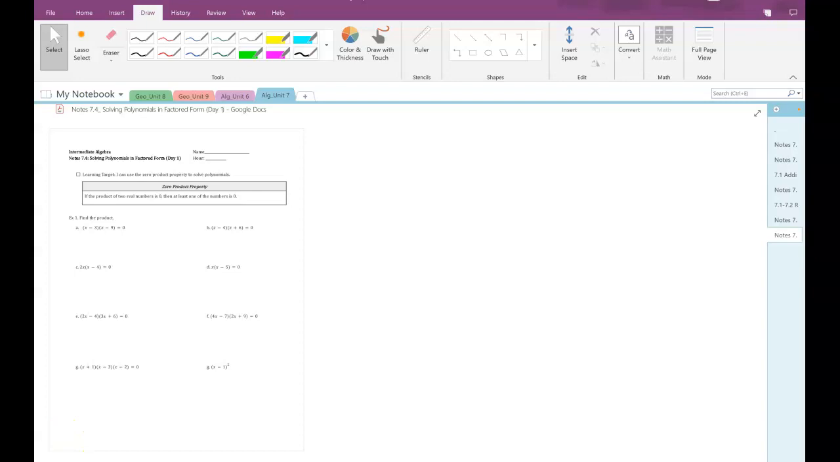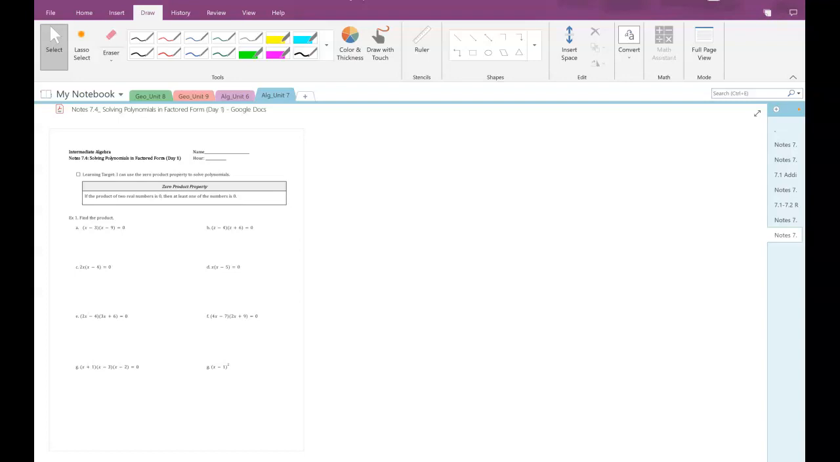So today we are starting 7.4, day 1. We're solving polynomials today, and we're going to use what's called the zero product property.